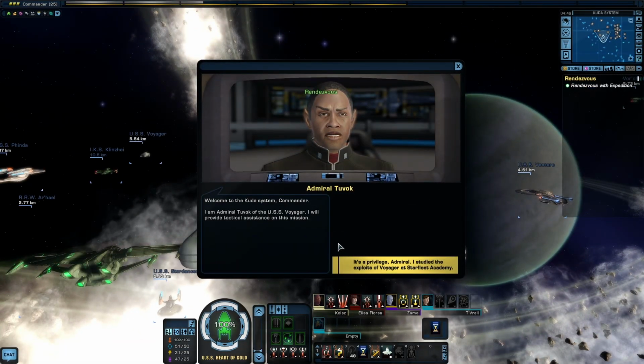Alright. Welcome to the CUDA system. I am Admiral Tuvok of the USS Voyager. I will provide tactical assistance on this mission.